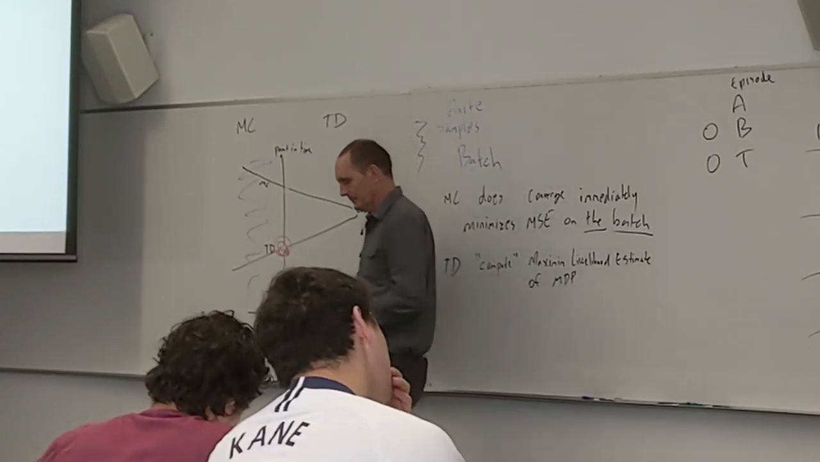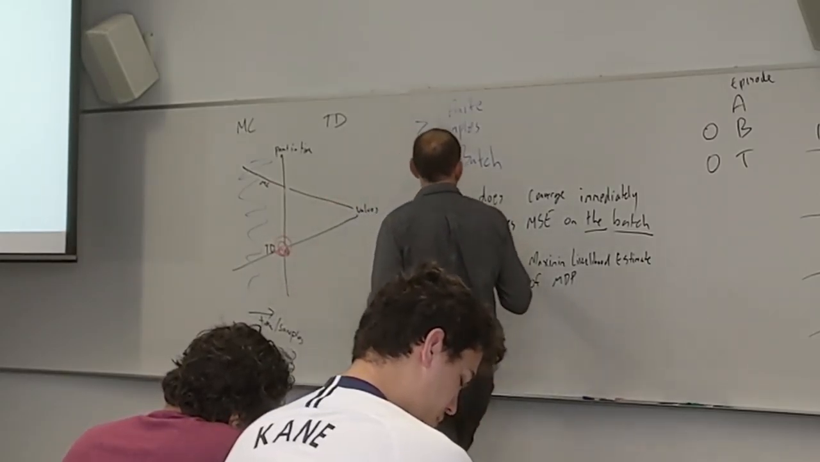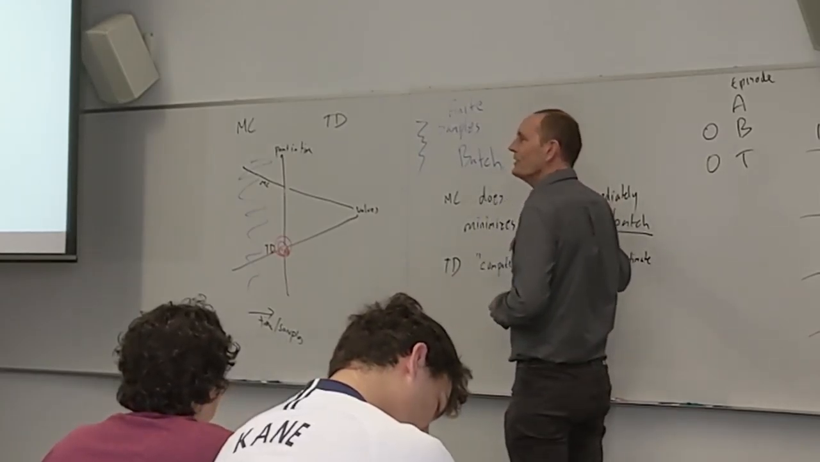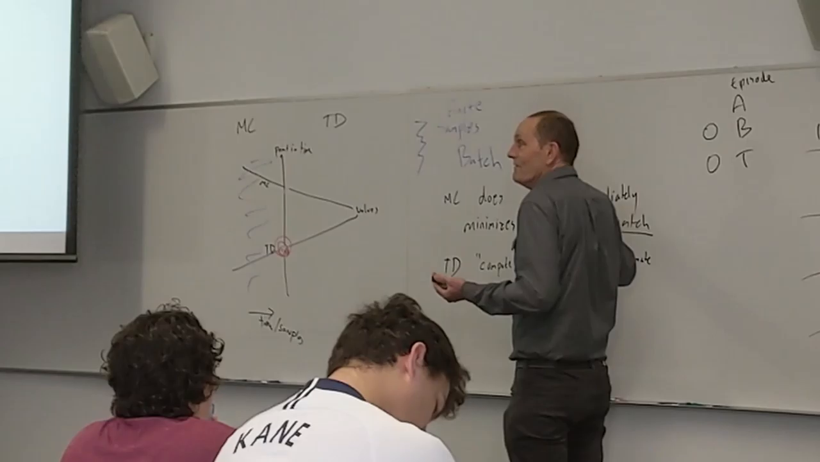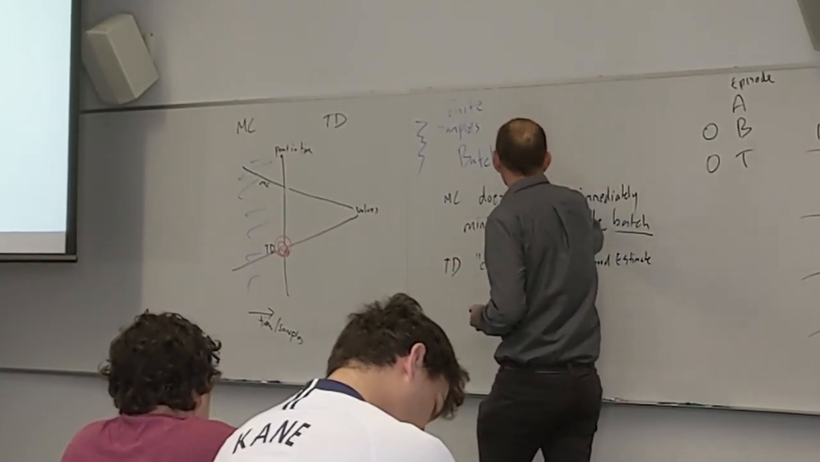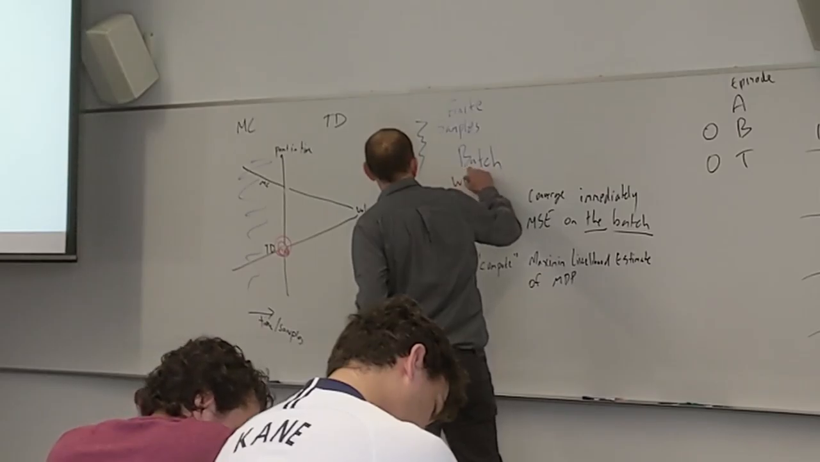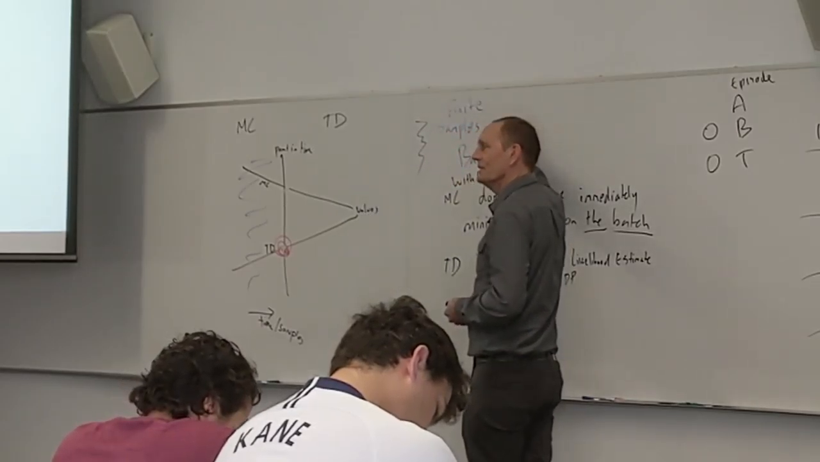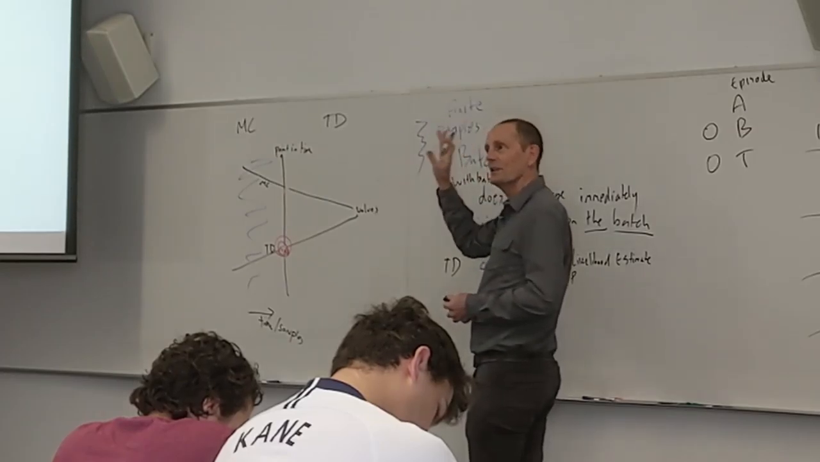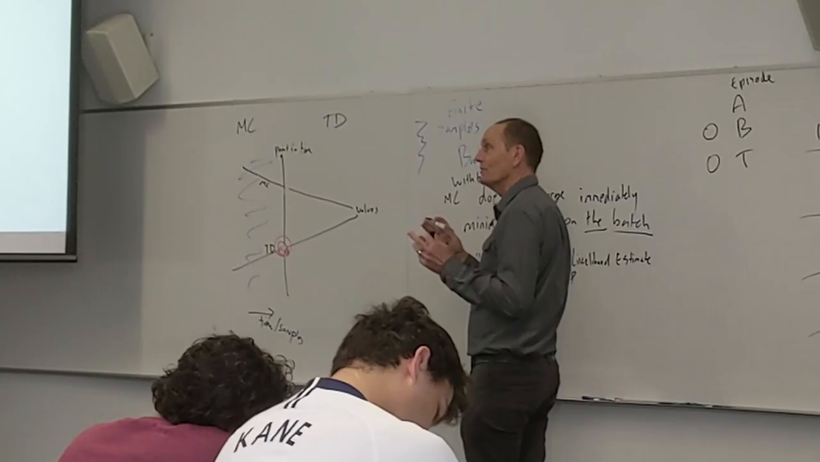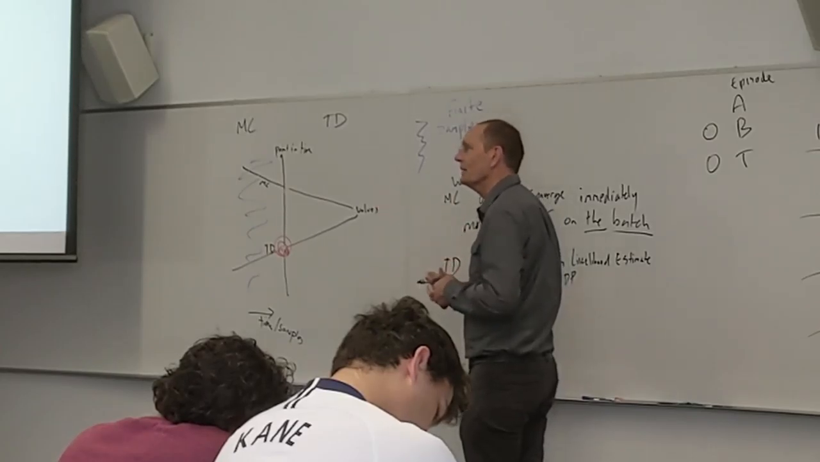Sean? You ask Monte Carlo, does it immediately converge? Monte Carlo converges immediately to a value, okay? This is with the batch. So for any given finite set of samples, once you have fed those samples into Monte Carlo, it has a value. And it's not going to change if you fed those samples in again.